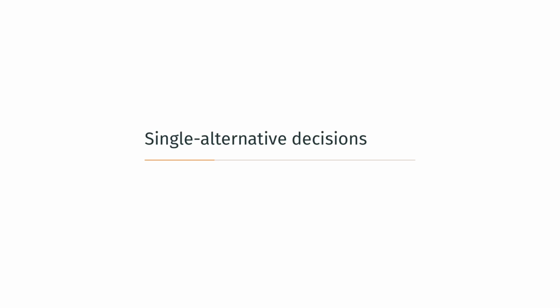Okay, so now you have seen how to write Boolean expressions, how to use Boolean operators to write Boolean expressions. Now let's see how we can use these Boolean expressions and operators to write code that can make decisions. And the first type of code that we will talk about uses single alternative decisions.